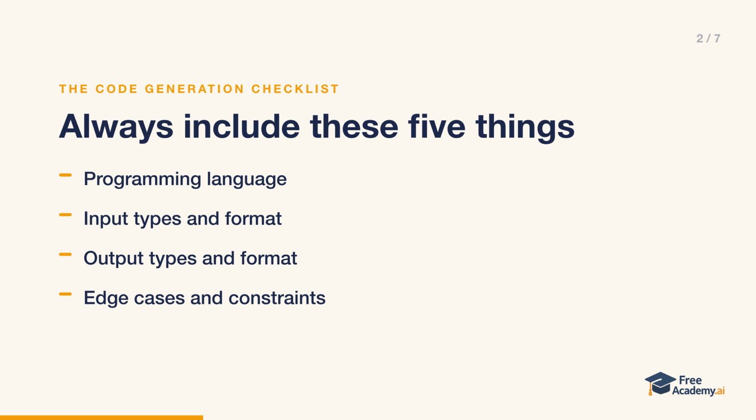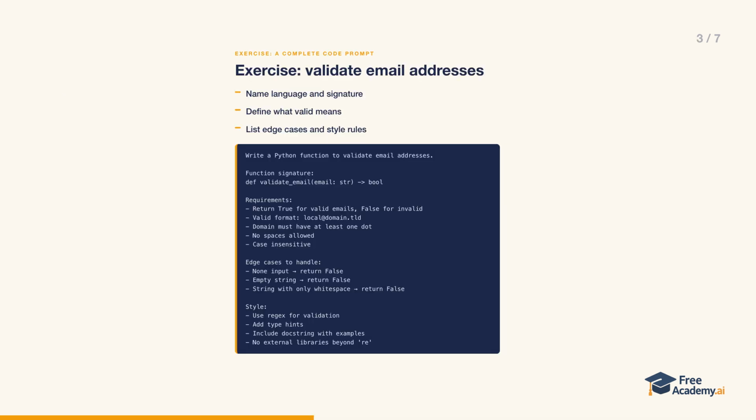If you run through these 5 points before you hit send, you'll close almost every gap the model would otherwise have to fill with a guess. It only takes a few seconds, and it consistently turns rough output into code you can actually drop into your project. Let's apply the checklist.